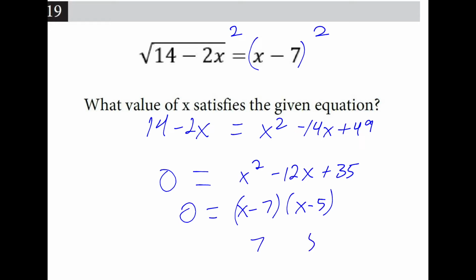So I have 7 or I have 5. If I tested those, because I have a radical sign, sometimes that doesn't work out, I can see that 7 works. You get 0 equals 0. And does the square root of 4 equal negative 2? No. So only 7 works.